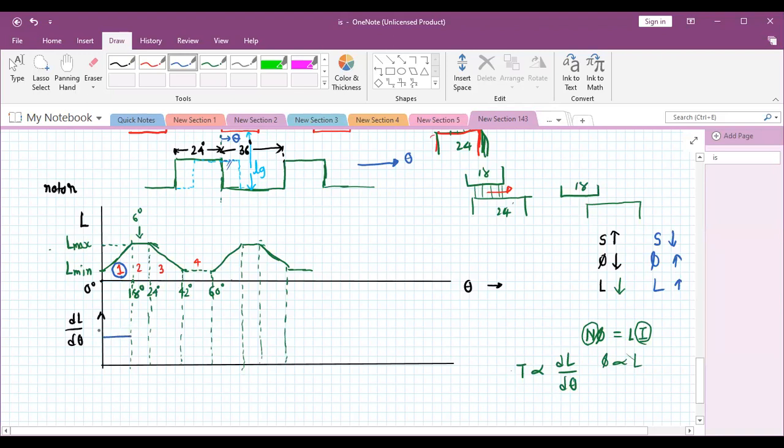So I will draw like this. Now 18 to 24, it is constant. Now what is the derivative of a constant? It is 0. See here, for this 6 degree, the inductance is constant. So what is the derivative of a constant? 0. So here it will be 0.